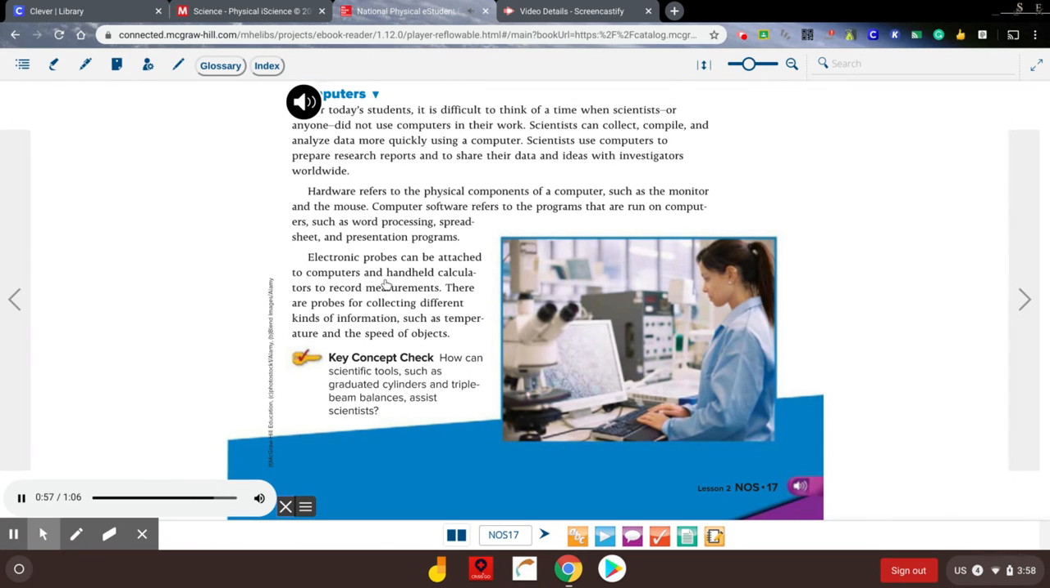Key concept check. How can scientific tools, such as graduated cylinders and triple beam balances, assist scientists?